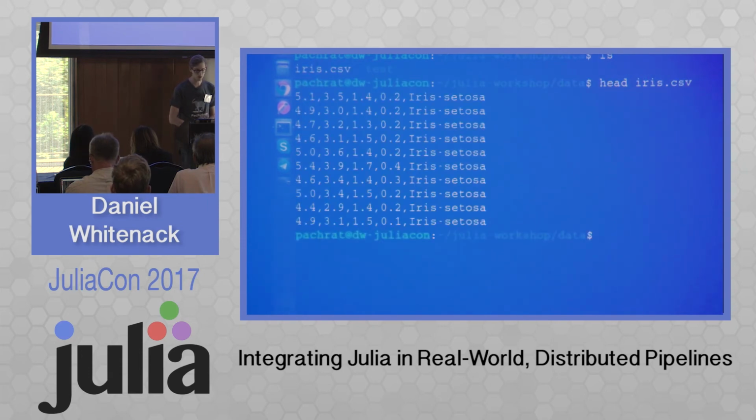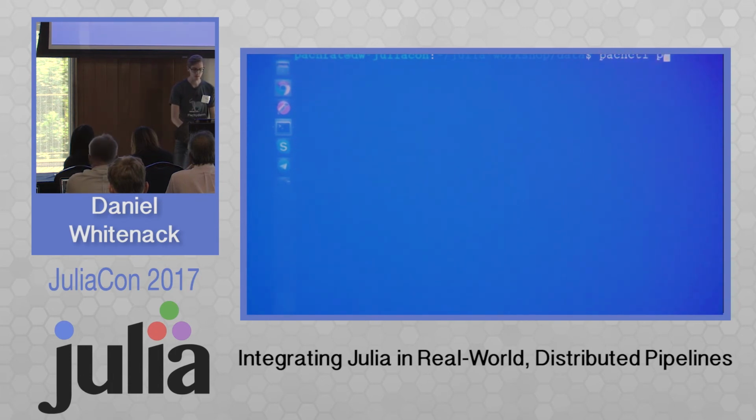This is just the same one that a lot of you guys are probably familiar with. Again, columns of numerical values paired with a species of these flowers in CSV format. And from this directory, what we're going to do is pachctl put file into our training data repository on the master branch.